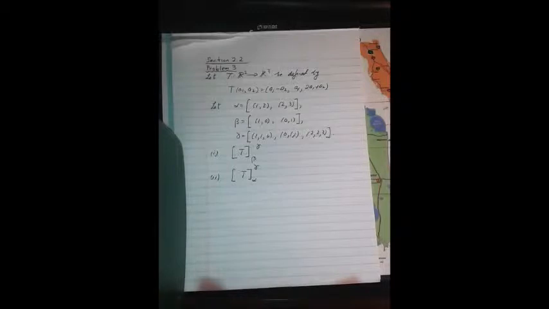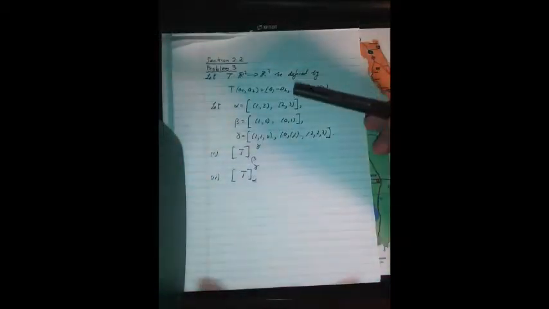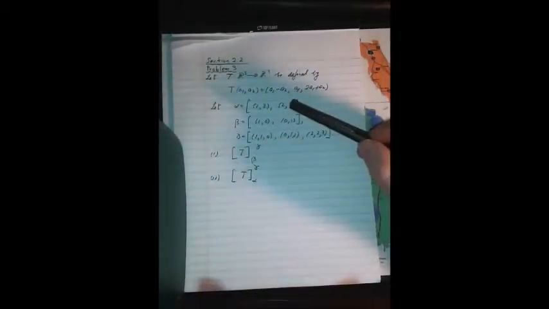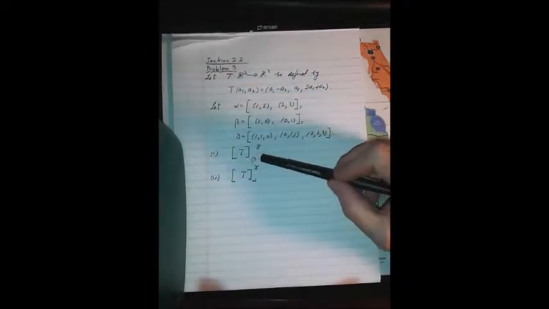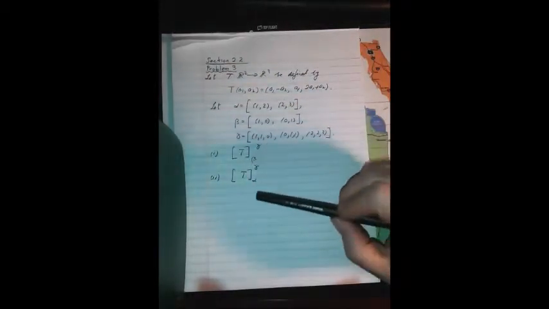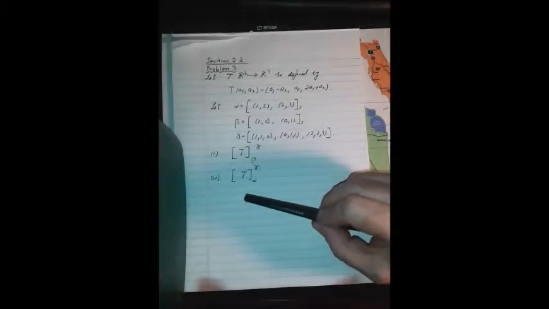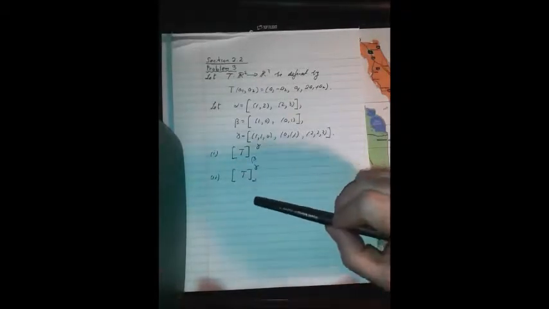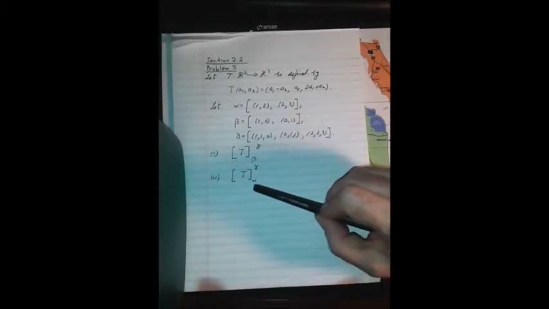Now this problem has two parts. In the first part we will compute the matrix of the transformation T relative to the bases beta and gamma, and in the second part we will calculate the matrix of the transformation T relative to the bases alpha and gamma.